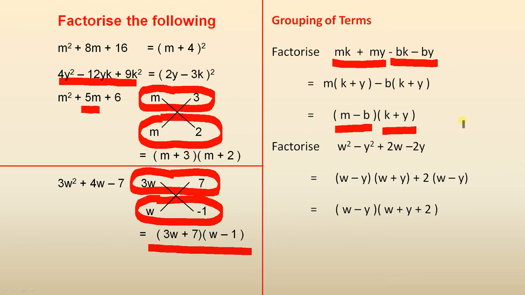If we're asked to factorise this expression here, we have to look at it very carefully, and we can see that this is the difference of two squares. So we can write w minus y, w plus y. Here we take out the factor of 2, so that gives us 2 outside of w minus y. So look at the common terms here, w minus y, there and there. So that appears here, we take that outside the brackets, and we're left with w plus y plus 2, which is there.